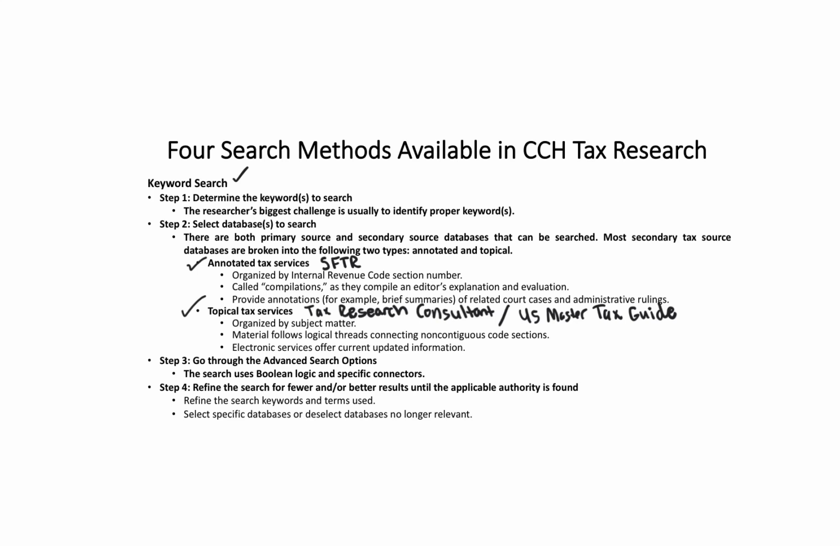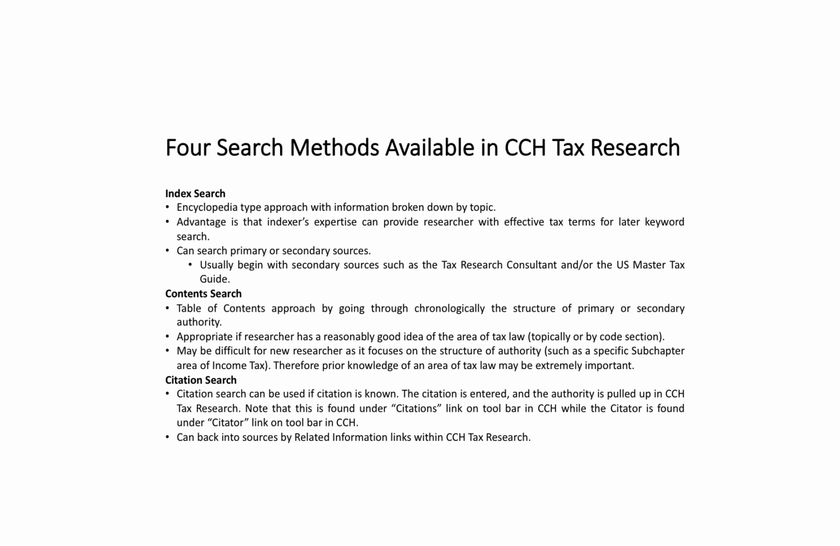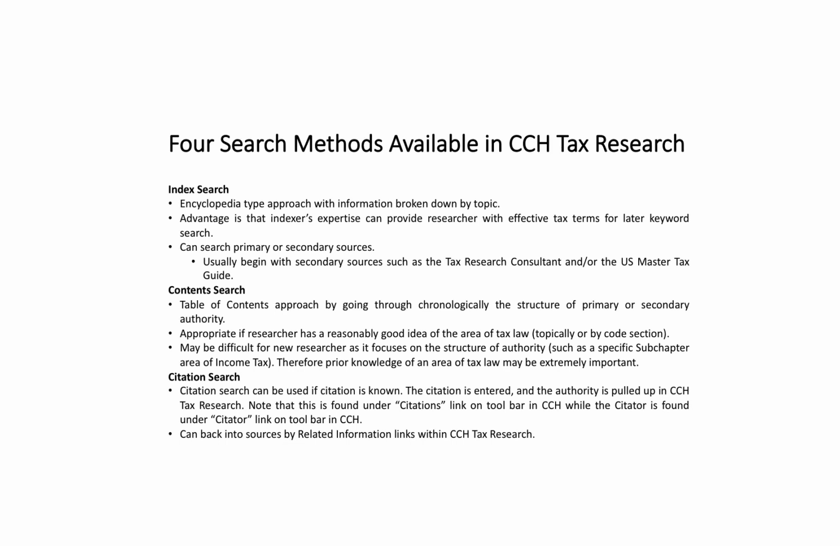And finally, you're actually going to go ahead and search. And then when you get your results, if you're not happy with what you have, step 4 is to refine the search for fewer and or better results until the applicable authority is found. You can refine keywords and terms used. You can select different databases. Okay. And let's finish strong by talking about the other 3 search methods.